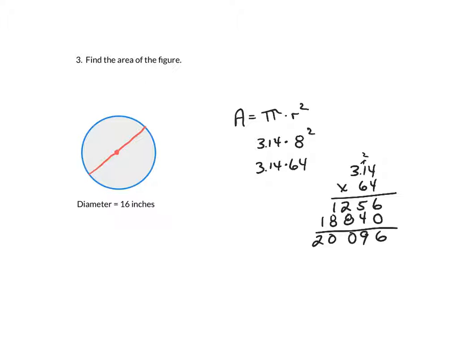20096. Once again, I need two numbers after the decimal point in the answer, because I have two numbers after the decimal point in the problem. So my answer is 200.96. Remember that you need square inches because we are talking about the area.